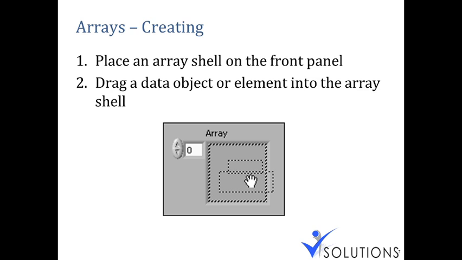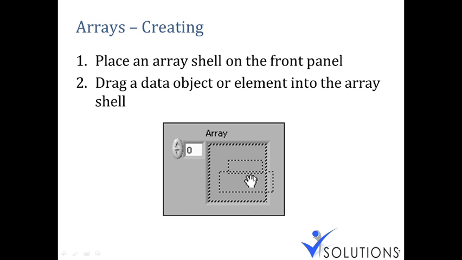And an array can be either a control or an indicator. I repeat, your array can either be a control or an indicator. Who decides whether an array is to be a control or an indicator? It depends on the object which you place inside. I'm just trying to show you, you can drag, pull, this is the array shell. Whatever you see here is the array shell, and you can drag and drop an object inside an array shell.